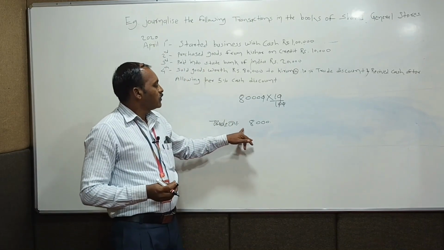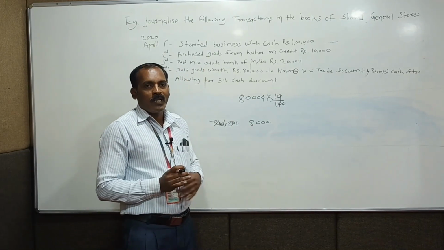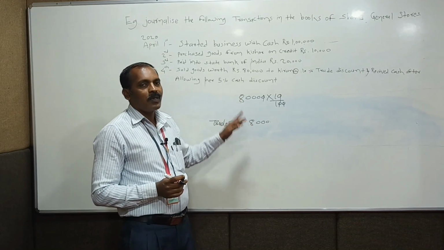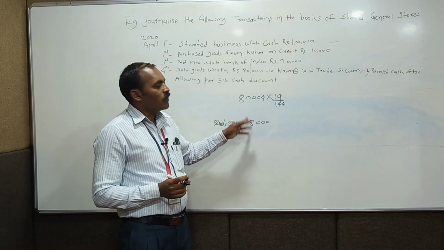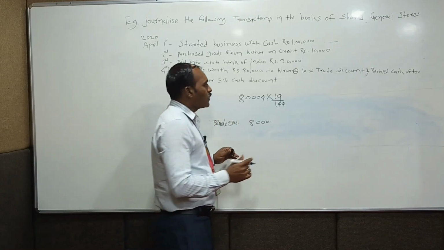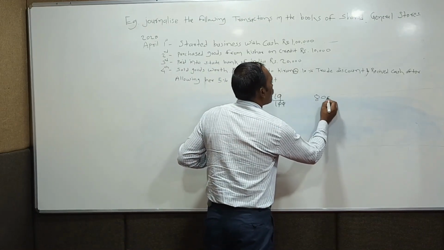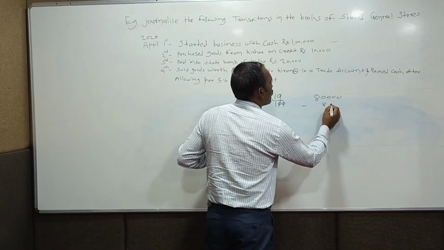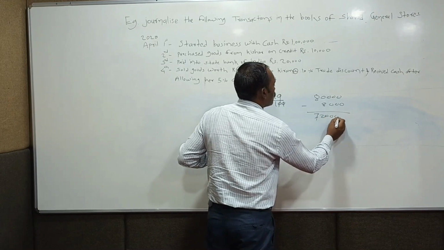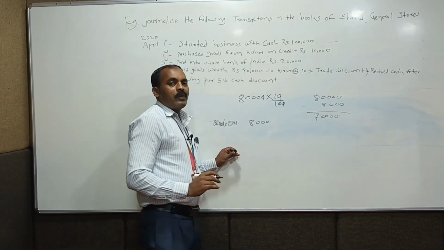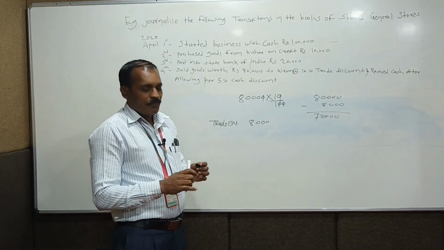The trade discount amount, rupees 8,000, is deducted from the gross value but not recorded in the books of account. So gross value, rupees 80,000, less trade discount 8,000, the balancing amount is 70,000. On 70,000, a cash discount is calculated.